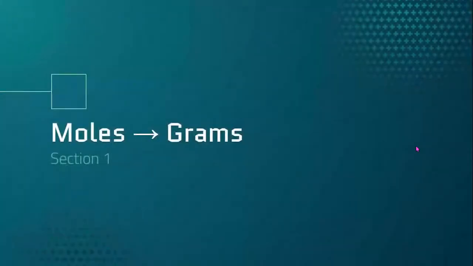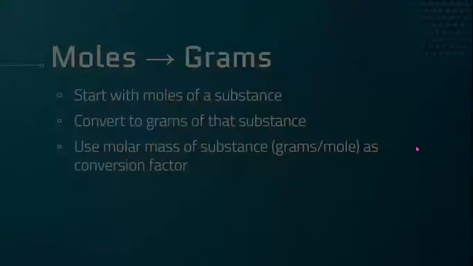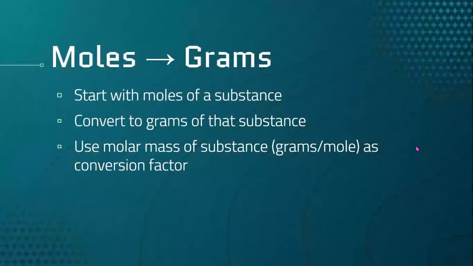So the first type of problem we're going to look at is converting moles of a substance to grams. So when we're going moles to grams, we're going to start with the amount of moles of a substance that will be given to us in the problem, and we want to convert to grams of that substance, obviously. To do this, the conversion factor we are going to use is the molar mass of that substance, which again is how many grams are in 1 mole, which we have practiced calculating in class.